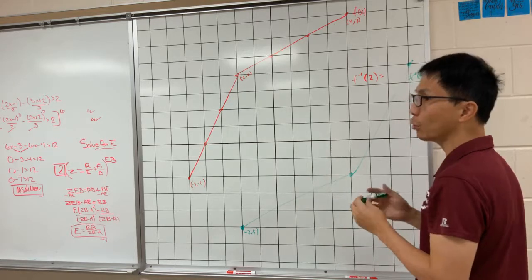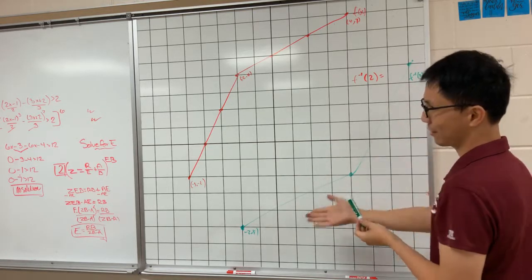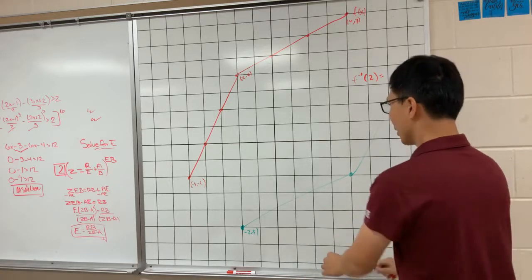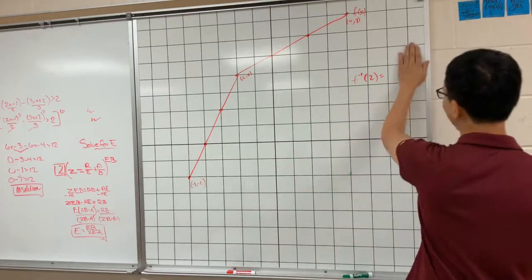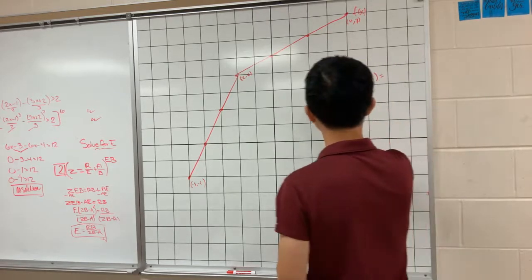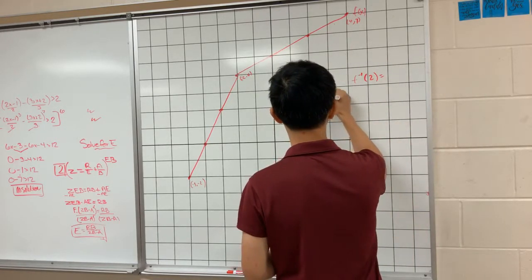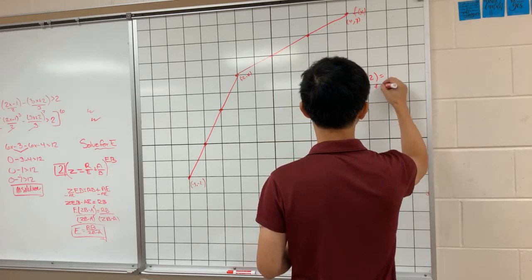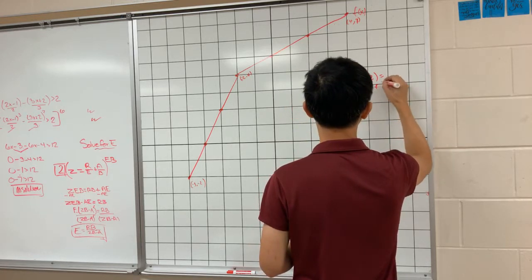But here's a cool way to do it. I don't need this if you understand the idea of coordinate swap. The coordinate swap is, you can say, okay, well, this is f inverse of x. And there is an x value and there is a y value, right?